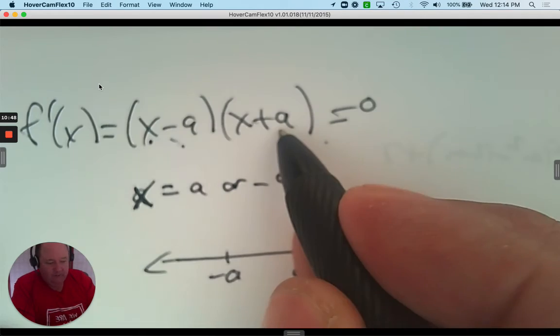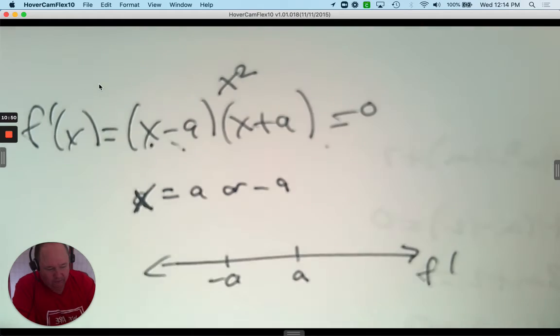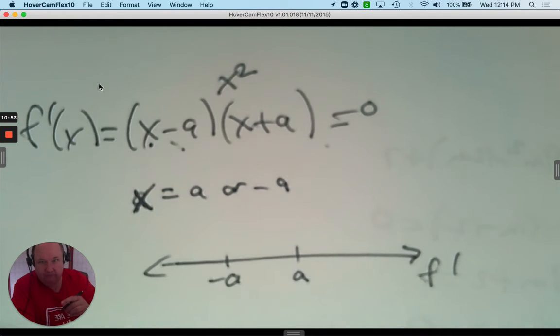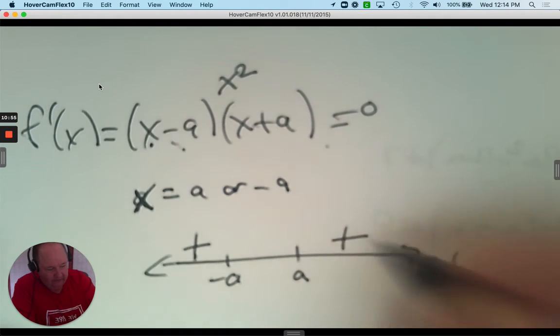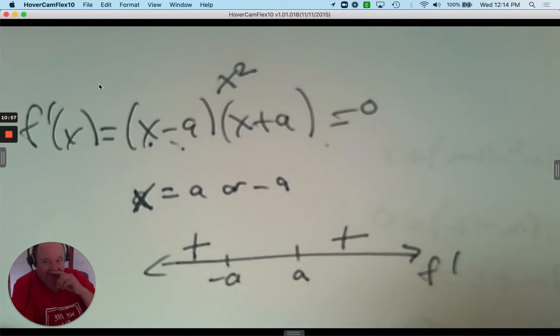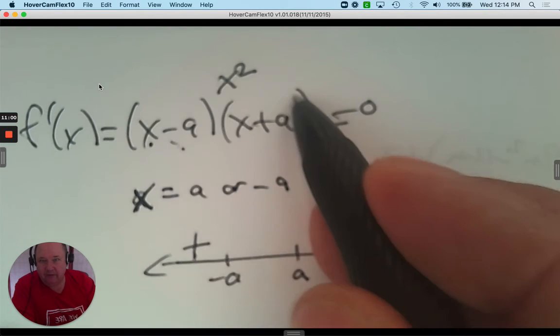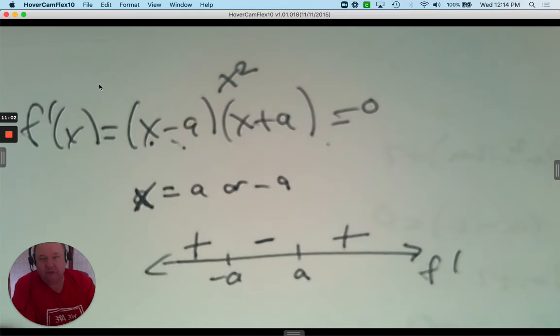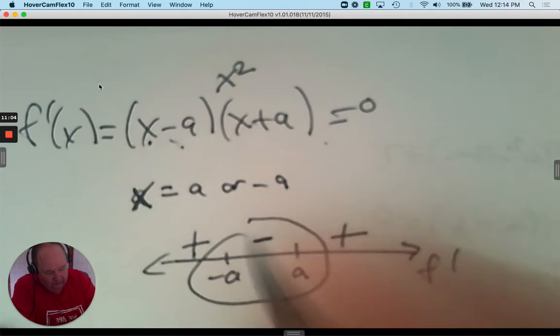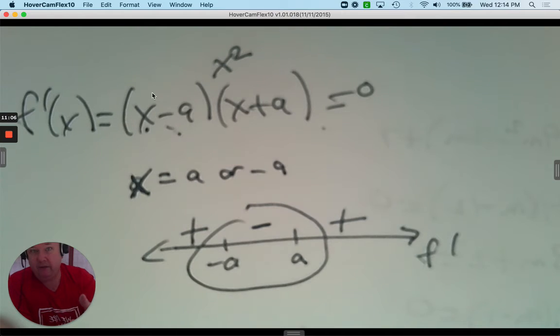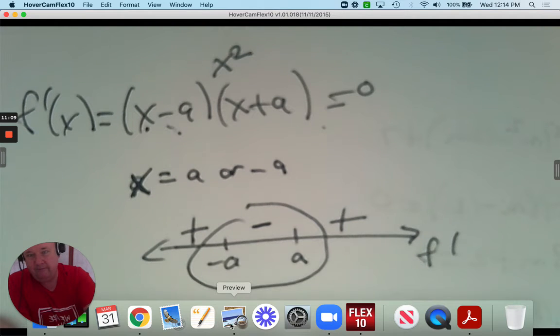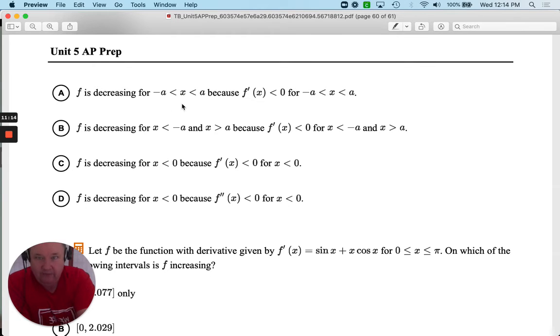Now, if I multiplied this out, the power term would be x squared. That means both the left and the right end are going up. In the middle, we have an odd multiplicity, so the sign changes. So between negative a and positive a, the derivative is less than 0. The function is decreasing. The answer is A.